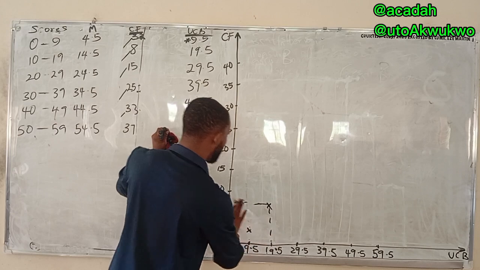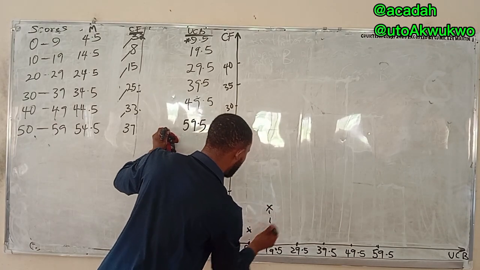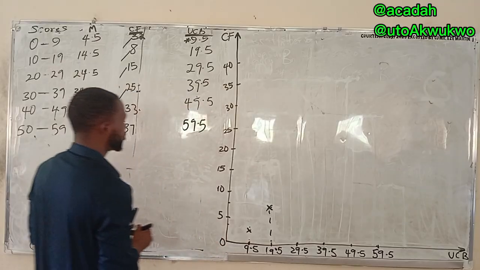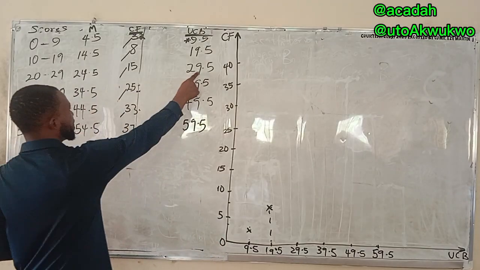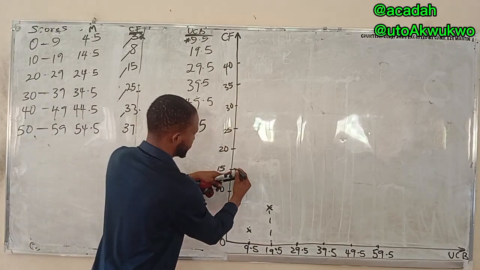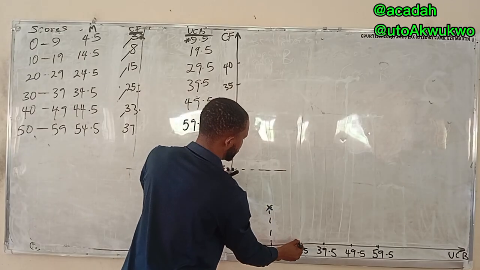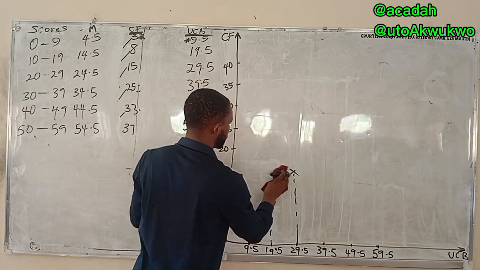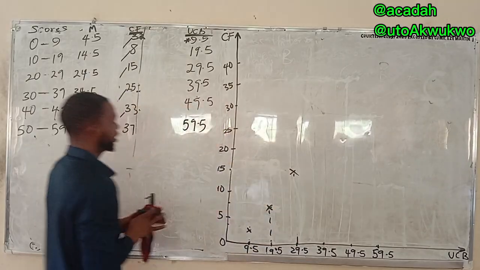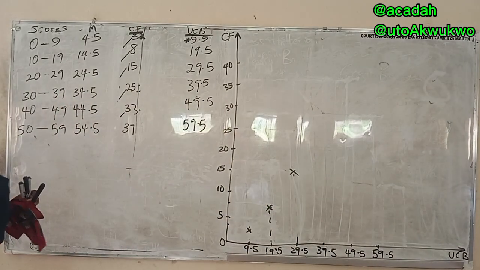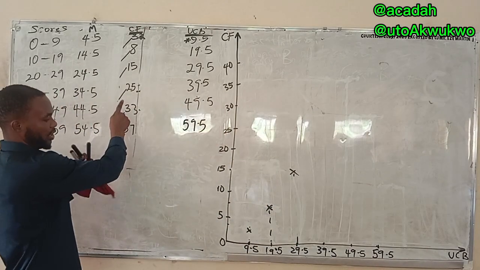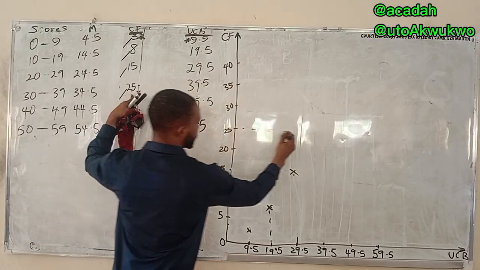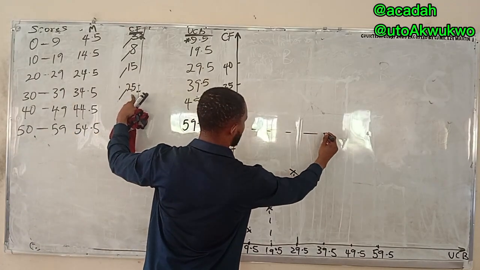Another way to do it so you don't get confused is, for anyone you've noted, bring out the table so it doesn't confuse you. So 29.5 is 15. Now, please, if you are not following, pay attention. Now, the 9.5 is 25.